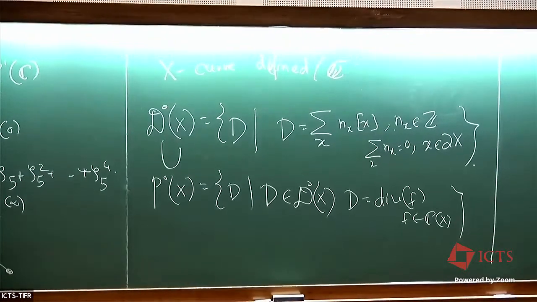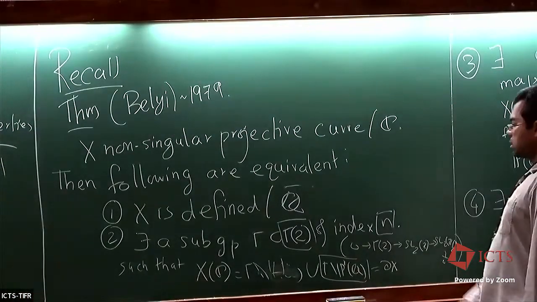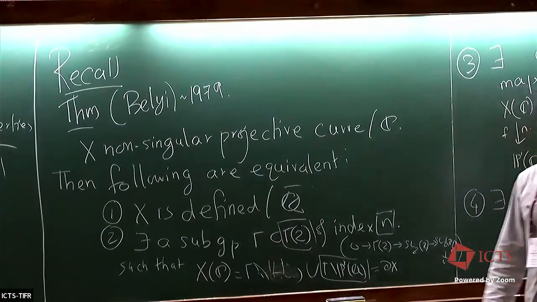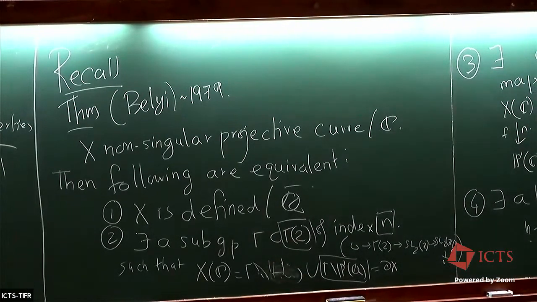So this theorem says that there is going to be a subgroup gamma. So having said that, this is not effective. So if you have a given curve, it is not easy to write down the subgroup gamma. Okay. So the question, that is the title of the talk, is the following for any curve.